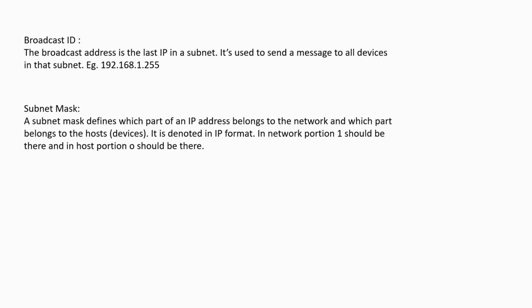It is also denoted in IP format, but it is not an IP address. In the subnet mask, if we have 1 in binary, then that portion is called the network portion. The network portion should be 1, and the host portion should be 0. So this is all about subnet mask.